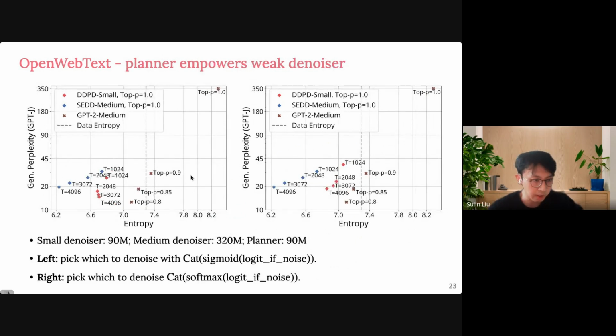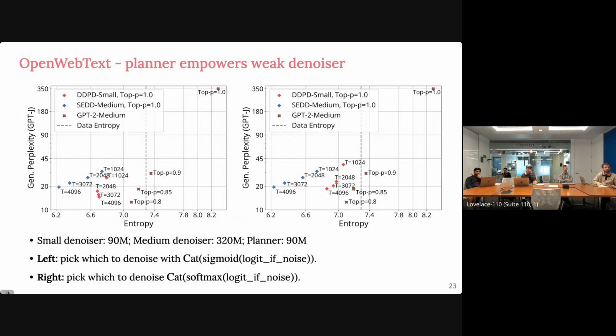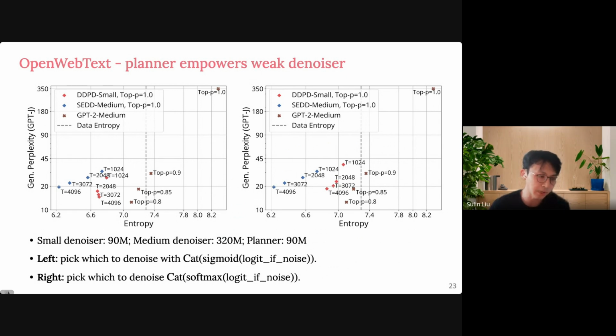We want to be fair, so we also compare a medium-sized denoiser, which has 20 million parameters, to a small denoiser plus a small planner. Again, you can see that splitting compute between the planner and the denoiser, that is, having this plan-and-sample strategy, is significantly more important than just scaling up the denoiser size.